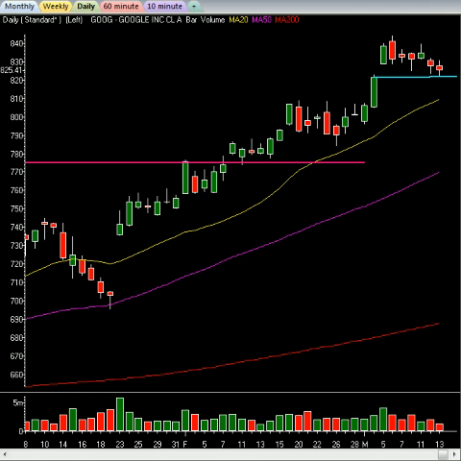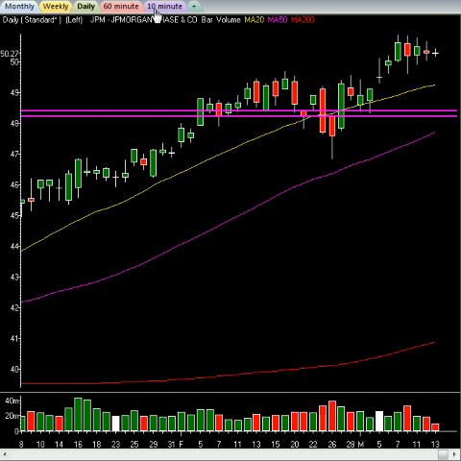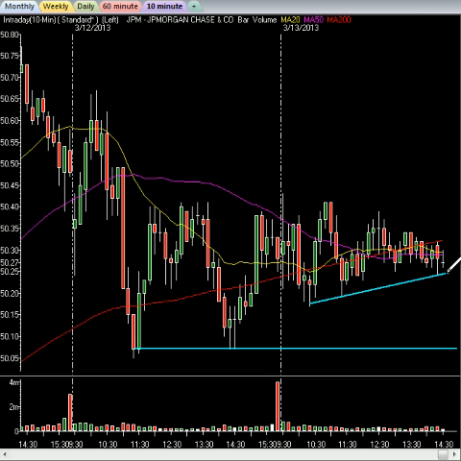What else do we have here? JPM is now down 2 cents. This is getting interesting on JPM intraday. It's coming right back into these levels. Not there yet, but getting very, very close.